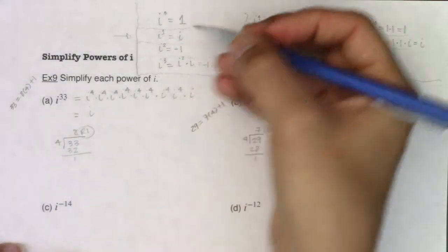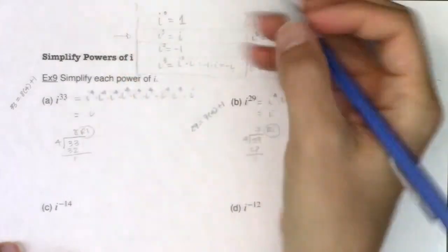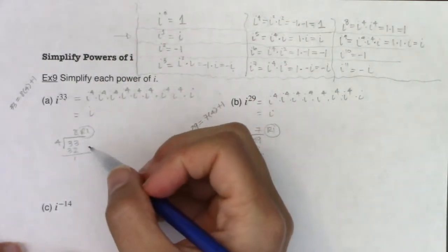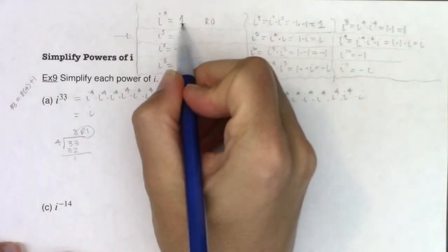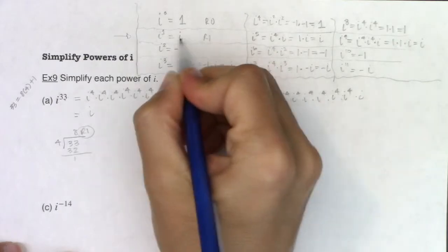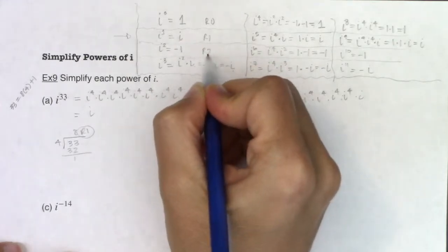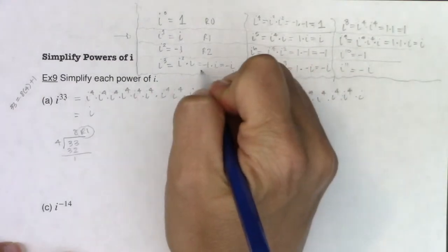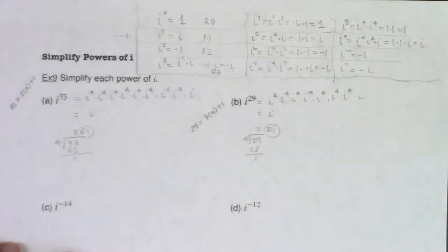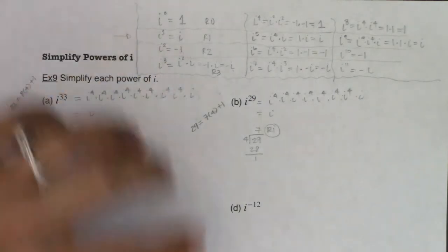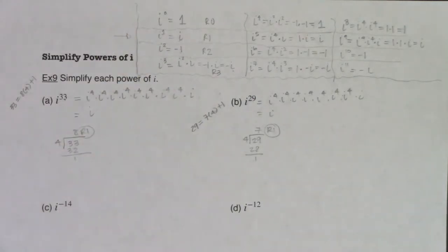So how this will work is you'll take your power, whatever it is, divide it by 4 and see what the remainder is equal to. If the remainder is 0, your end answer will be 1. If the remainder is 1, your end answer will be I. If your remainder is 2, your end answer will be -1. And if your remainder is 3, your end answer is -I. So let's keep that in mind. And these powers are written at the bottom of the paper in case you need to see them. But let's take that into consideration with example 9c.